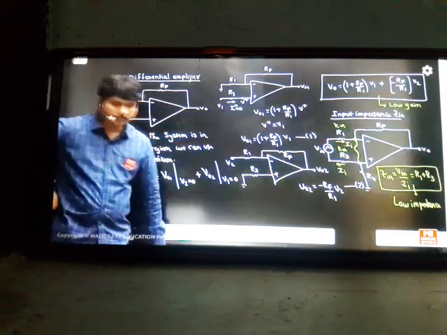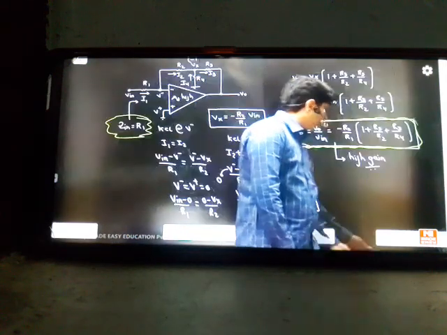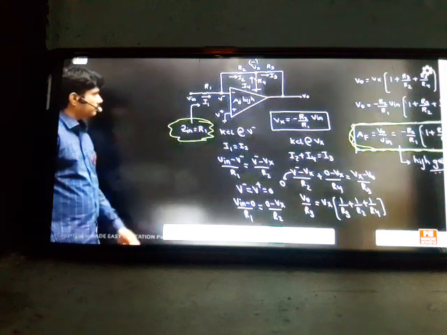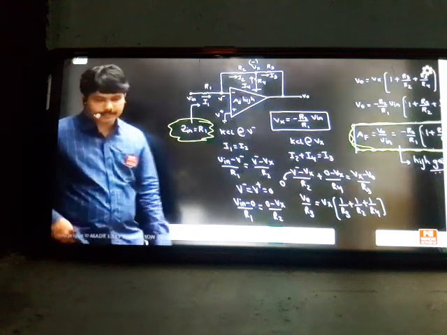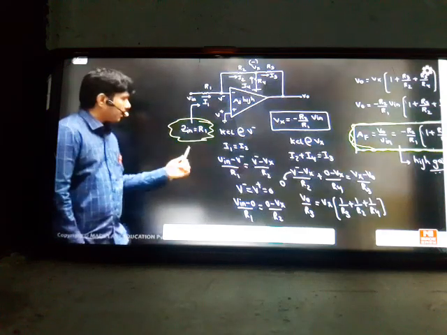Summary of the differential amplifier. In the inverting T network, ZIN is not infinite, I said in the class. I did not say ZIN is infinite for the inverting topic. I said ZIN is R1 in inverting systems. In non-inverting, we will get infinite. For inverting, we will get only R1.